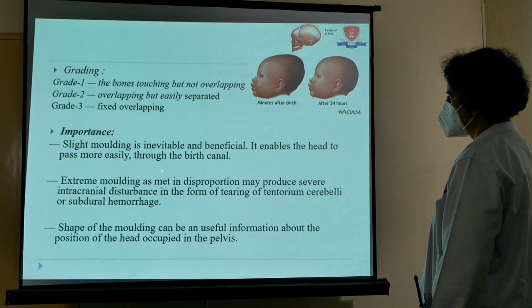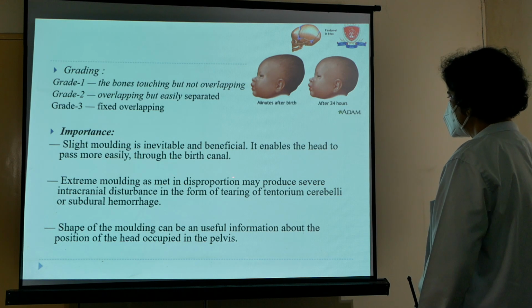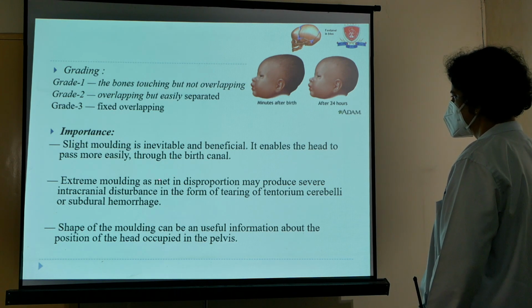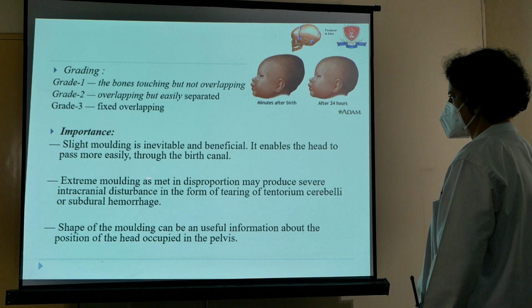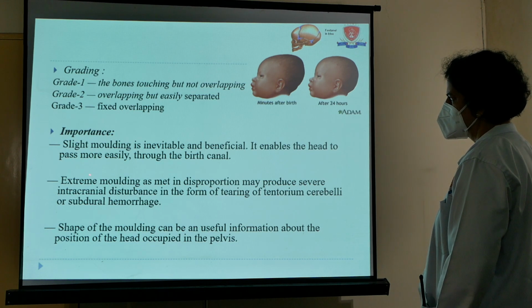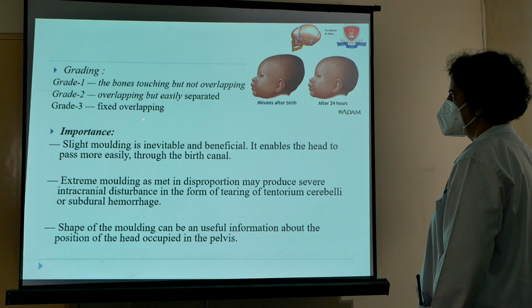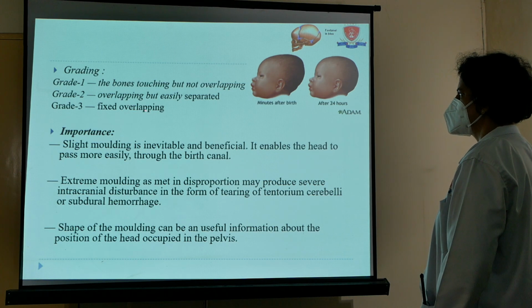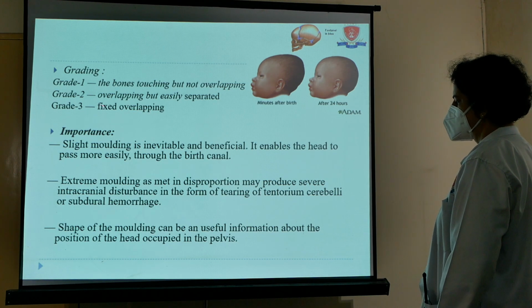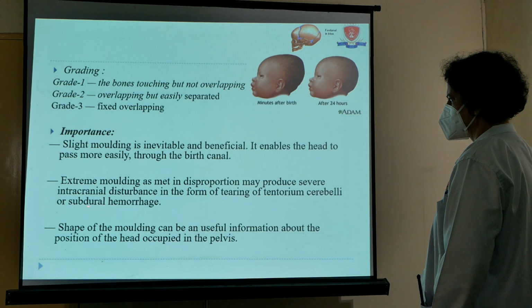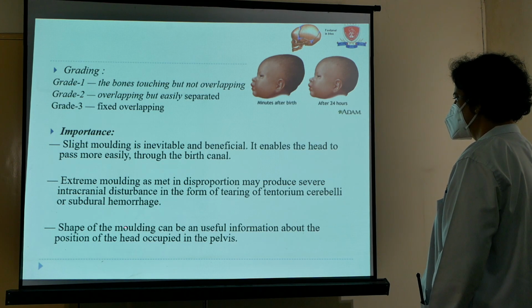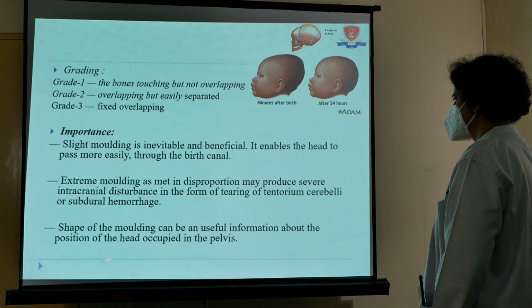But extreme molding is seen in disproportion and may produce severe intracranial disturbances in the form of tearing of the tentorium cerebelli and/or subdural hemorrhage. So when there is irreducible overlapping, it shows some cephalopelvic disproportion and may cause fetal morbidity. And the shape of the molding can give useful information about the position of the head.